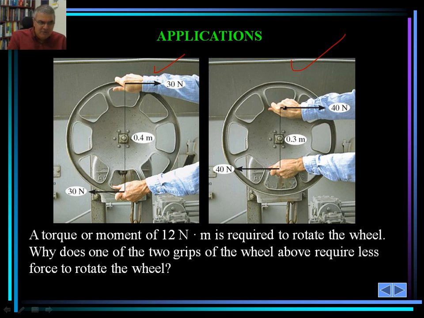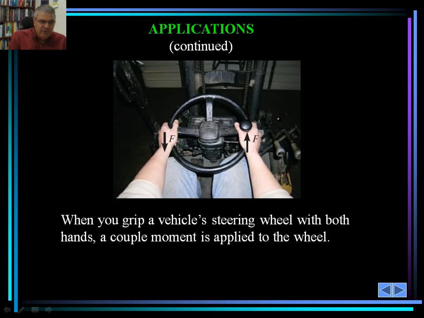In this case, the distances are closer together. The hands are closer together. The distance would be shortened by 0.1 meter at 0.3 meters. So a torque or moment of 12 Newton is required to rotate this wheel. Why does one of the two grips of the wheel above require less force to rotate the wheel? That is because of the distance that is associated with that. The one where the hands are closer and the distance is shorter requires more force.